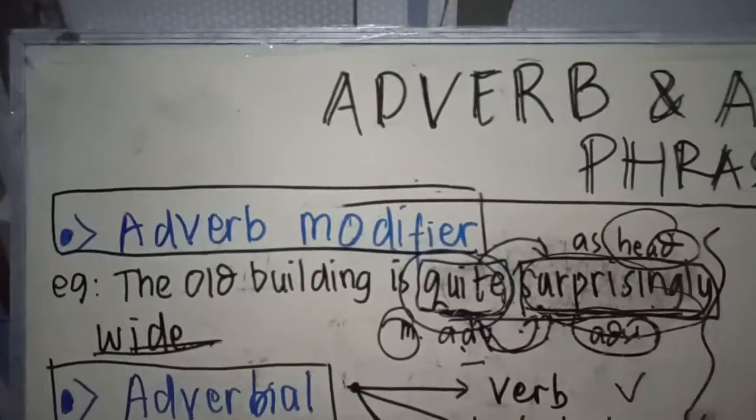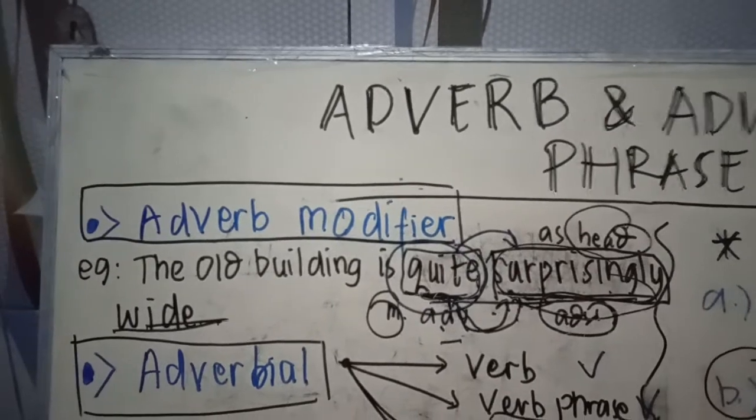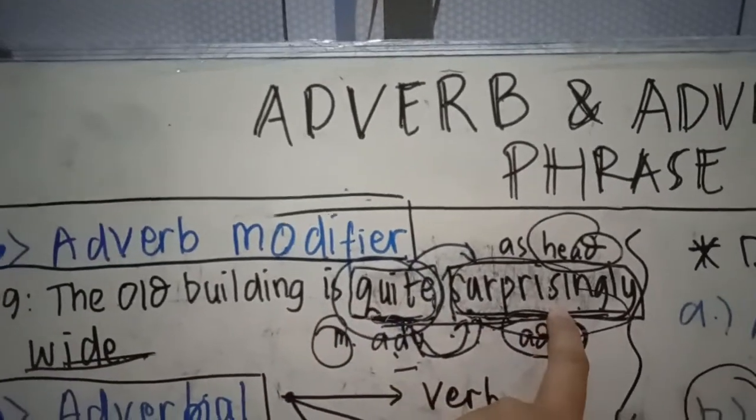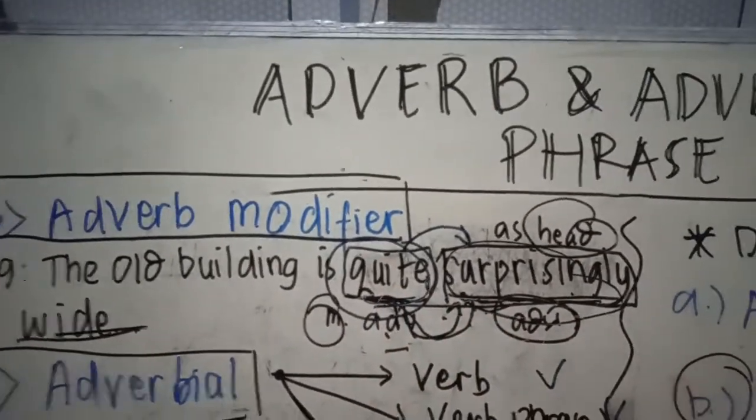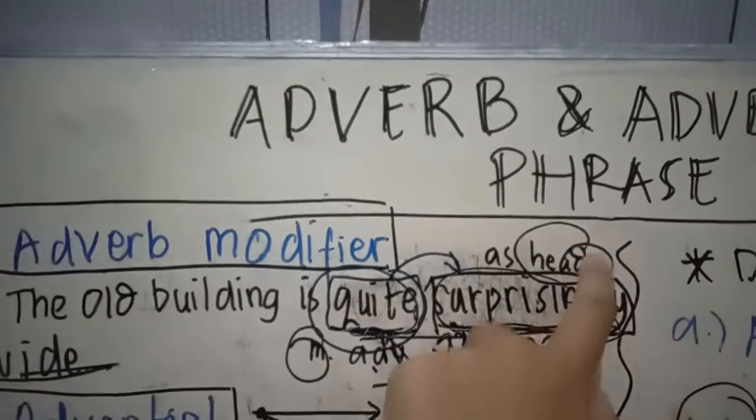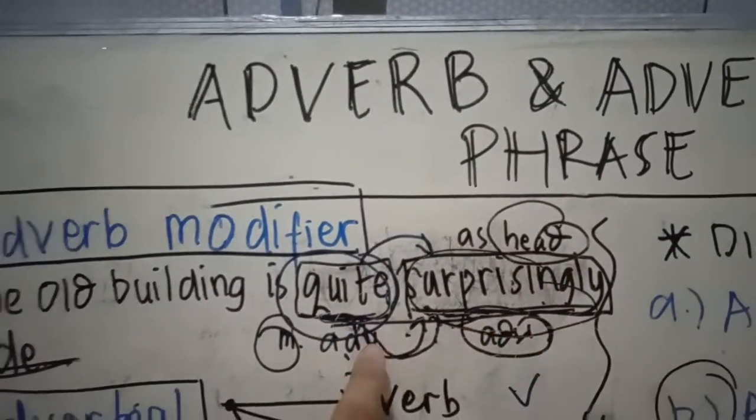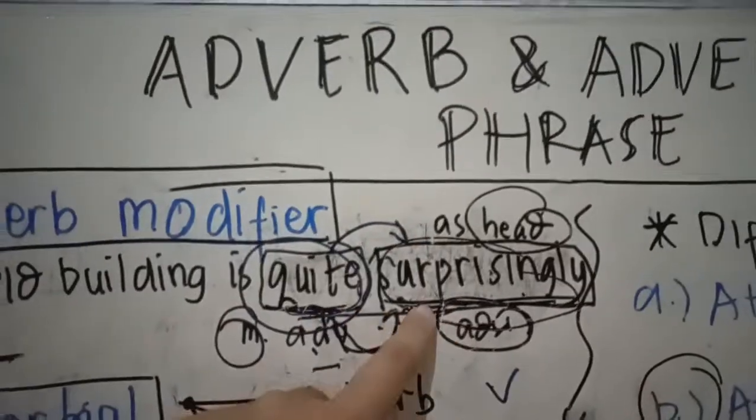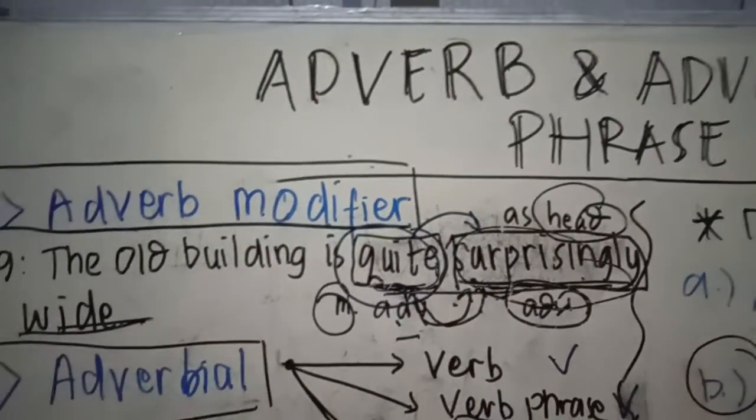Next, let's move to adverb modifier. I'll give you an example sentence. The old building is quite surprisingly wide. Quite and surprisingly here are adverbs. But surprisingly here is the head of the phrase, since quite is explaining surprisingly. It is quite surprisingly wide.